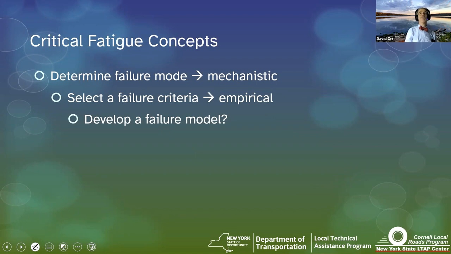Okay, so essentially you're developing an equation not that different than the AASHTO equation. The difference is you're using a more mechanistic approach, a more engineering-based approach to actually calculate these stresses and strains using testing that you've done. Okay, so how do we do that in a pavement? How do we know what the mechanistic parts are? What we need to know is the strains at critical locations.